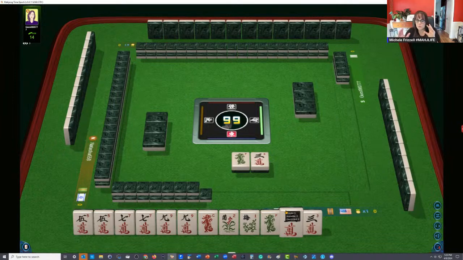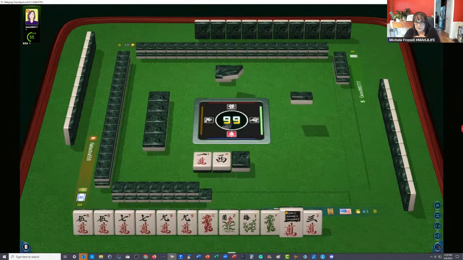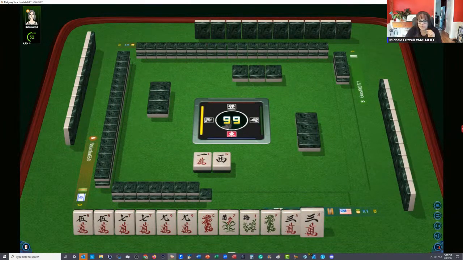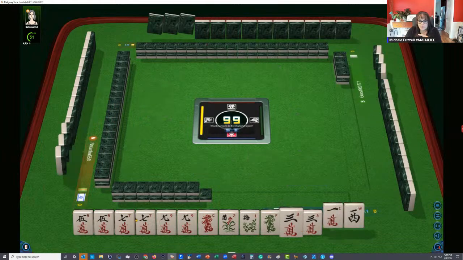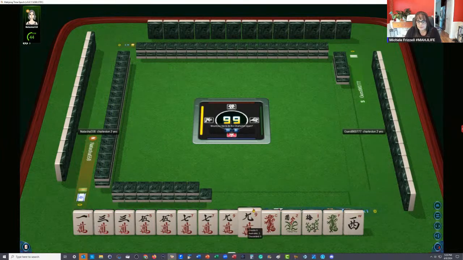So we do not want all keepers. We want to get 1 unwanted tile so we can keep going. Otherwise, I would stop the Charleston. Oh no, look what we got though now. We got a 1 crack in here. Here's the 3 bam or 3 crack. 1, 3, 5, 7, 9. Pung, pair, Kong, pair, Pung. That is a much easier hand.